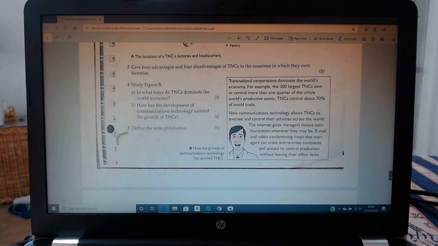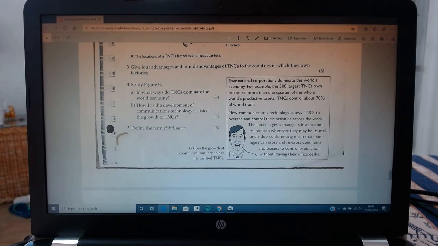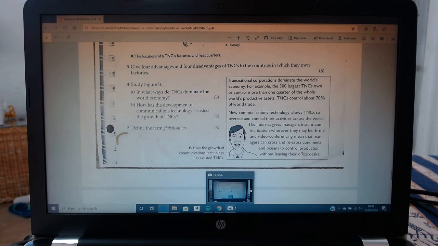Okay, so that is our work for today, done and dusted. I know there's a lot of notes, but go through it nice and slow, and we're almost finished industry. Any questions, get me on WhatsApp, please.